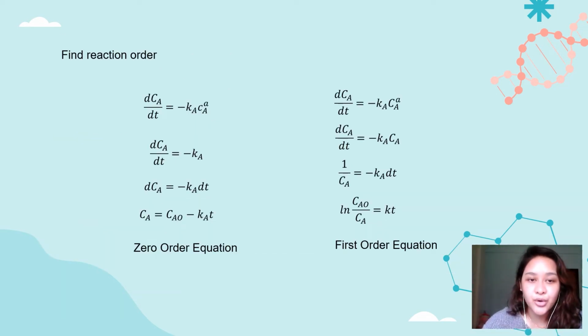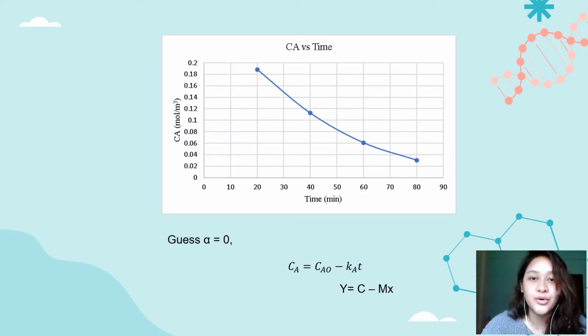To find the reaction order for this calculation, we use the mole balance equation so that we can derive it into the rate. For the zero order equation, we integrate to become CA equals CA naught minus kt. For the first order equation, we integrate to become ln CA naught over CA equals kt. Based on the previous calculation for zero order reaction, which integrates into CA equals CA naught minus kt, y is CA and x is time.